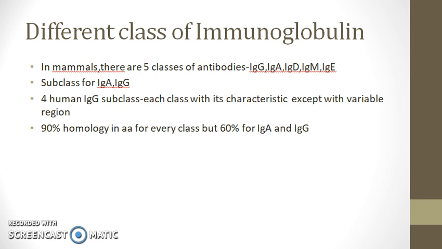Today we are going to learn about the different classes of immunoglobulin. In mammals there are five classes of antibodies: IgG, IgA, IgD, IgM, and IgE. There are subclasses for IgA and IgG. The human IgG subclasses share characteristics except in the variable region, with about 90% amino acid homology, but for IgA and IgG it is only about 60% homology.